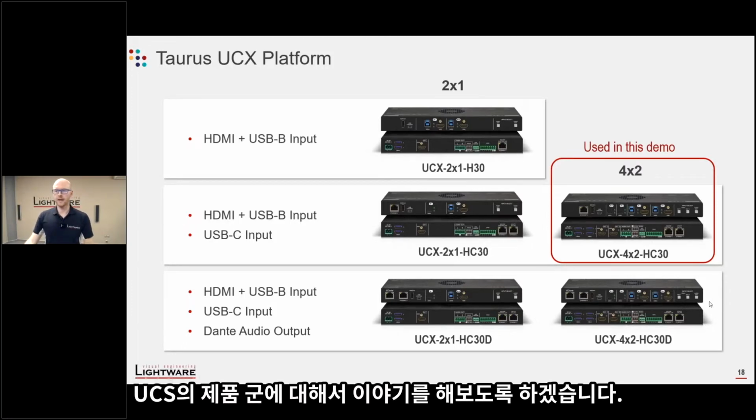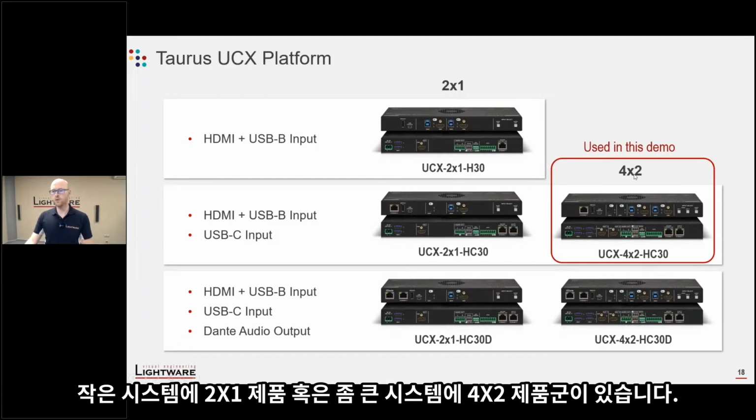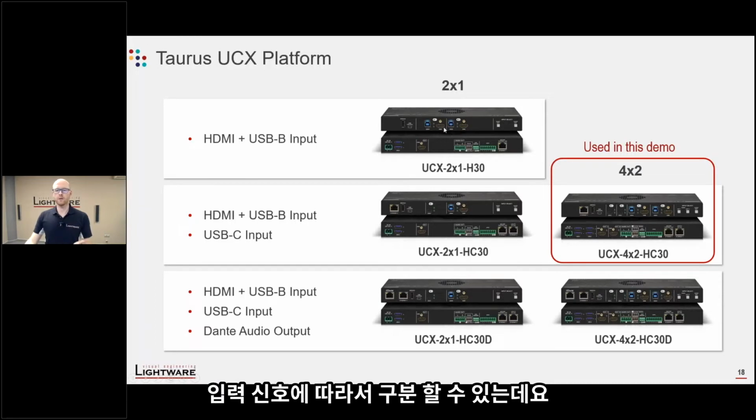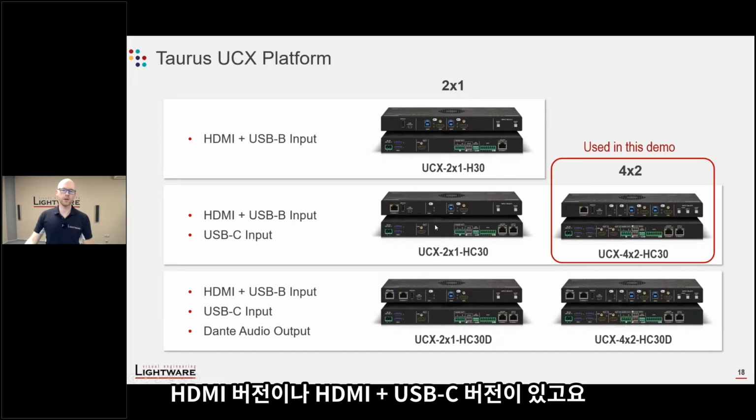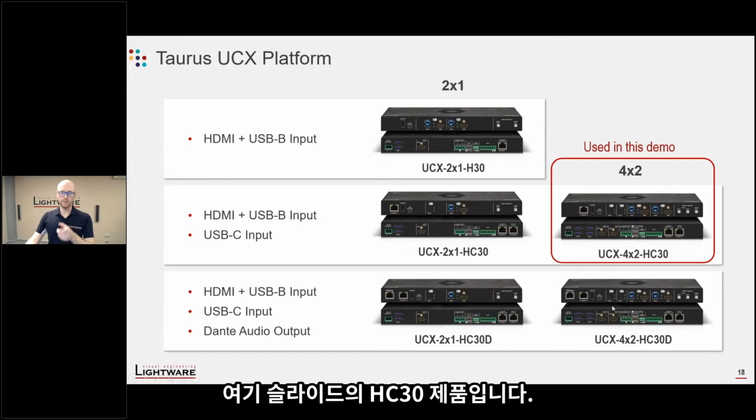So let's start by mentioning, as Jason said, this is a platform or a family of devices. We have different sizes, so 2x1 for smaller rooms and 4x2 for bigger rooms, and different versions regarding input connectivity. There are HDMI versions, HDMI plus USB-C versions, and in this demonstration we are using the 4x2 HC30 version, but in the PowerPoints we use the HC30T, which is the Dante version.